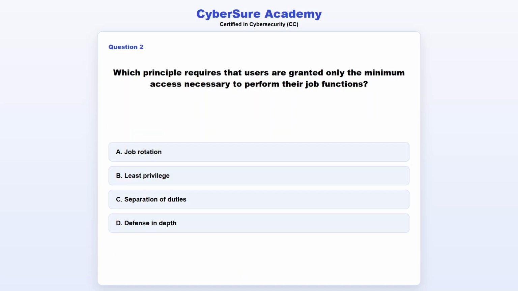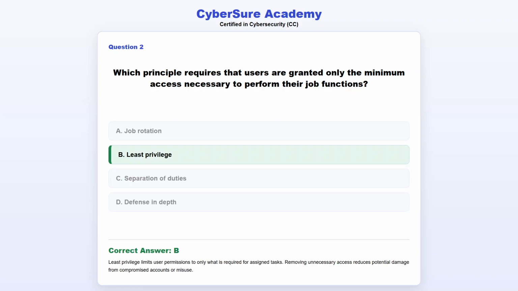Question 2. Which principle requires that users are granted only the minimum access necessary to perform their job functions? A. Job rotation. B. Least privilege. C. Separation of duties. D. Defense in depth. The correct answer to question 2 is B. Least privilege. Least privilege limits user permissions to only what is required for assigned tasks. Removing unnecessary access reduces potential damage from compromised accounts or misuse.